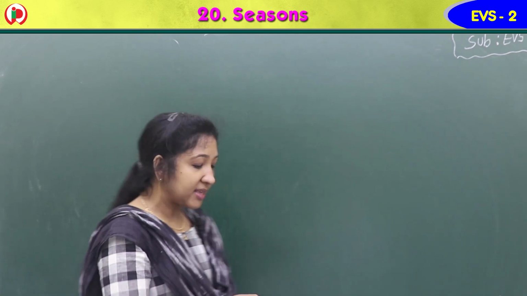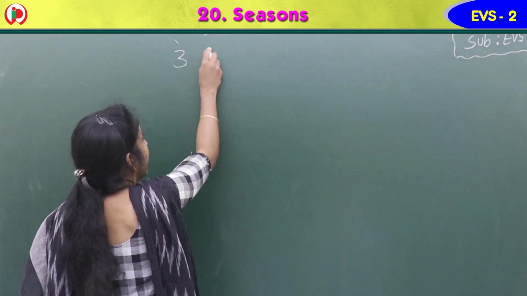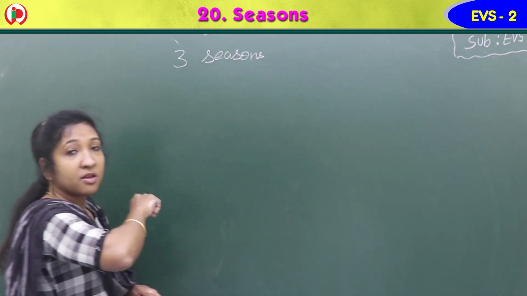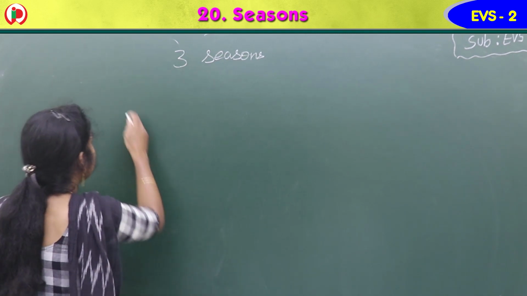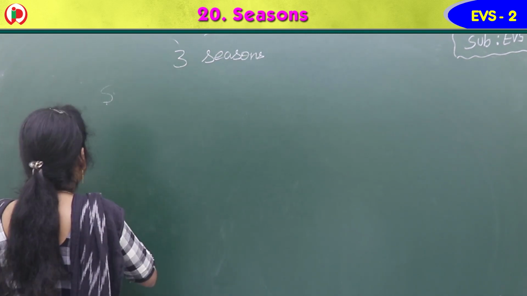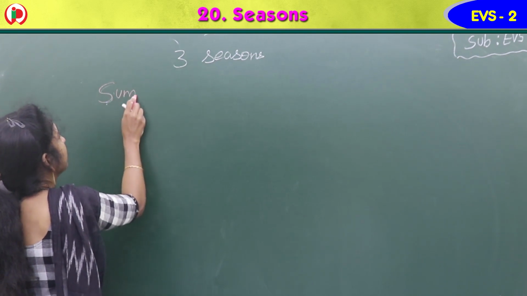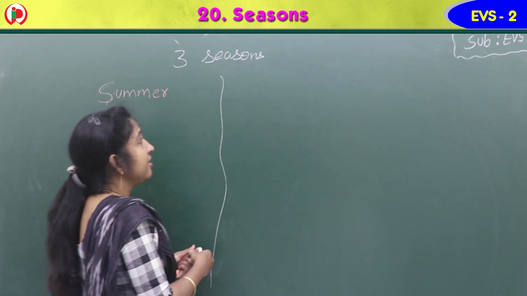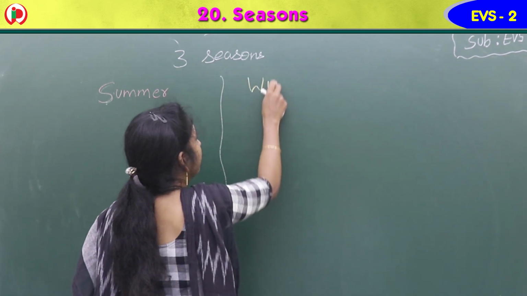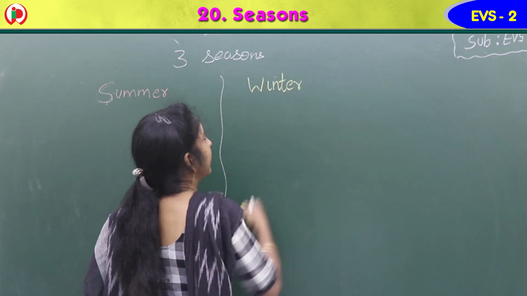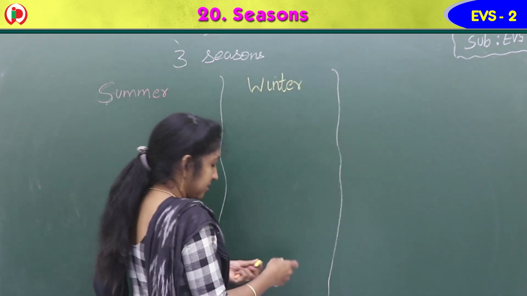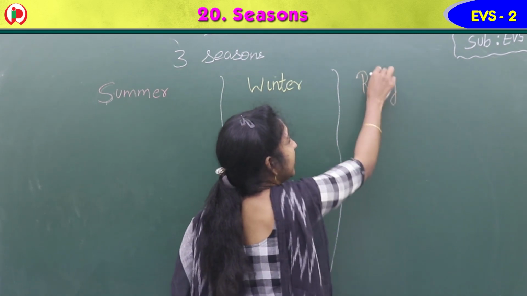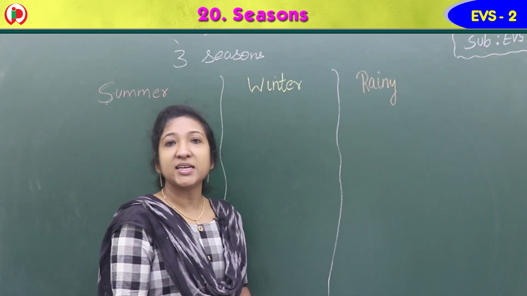There are three main seasons in India. We learned about the summer season, then winter, and the other season in India is rainy. So, these are the three main seasons in India that we learned.